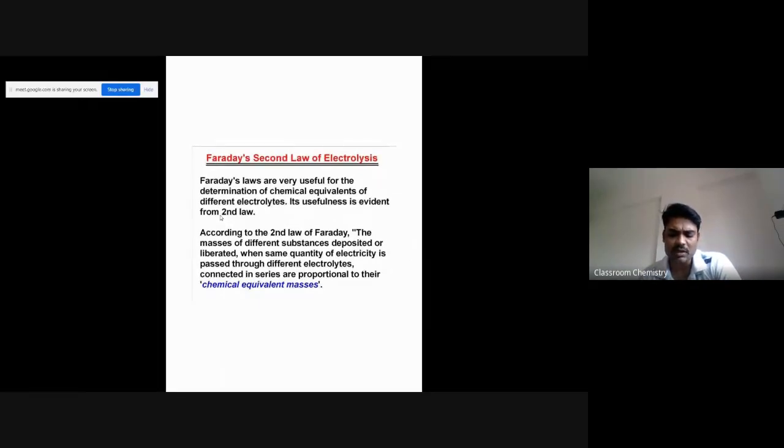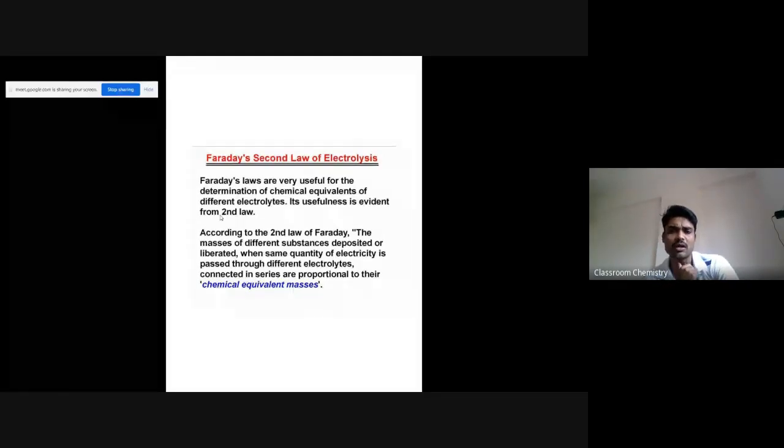If we take different types of electrolyte and pass the same quantity of electricity through all these electrolytes, there may be 2, 5, 10, whatever may be. The mass of different substances deposited or liberated by the same quantity of electricity. Here we take the example of 1 ampere of current passed through different electrolytes.